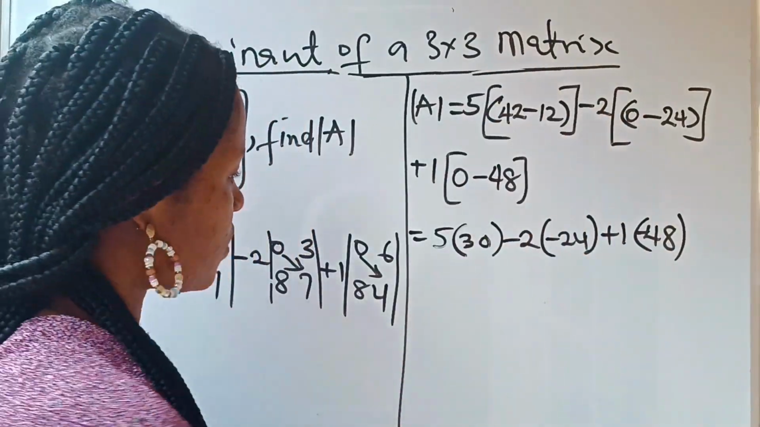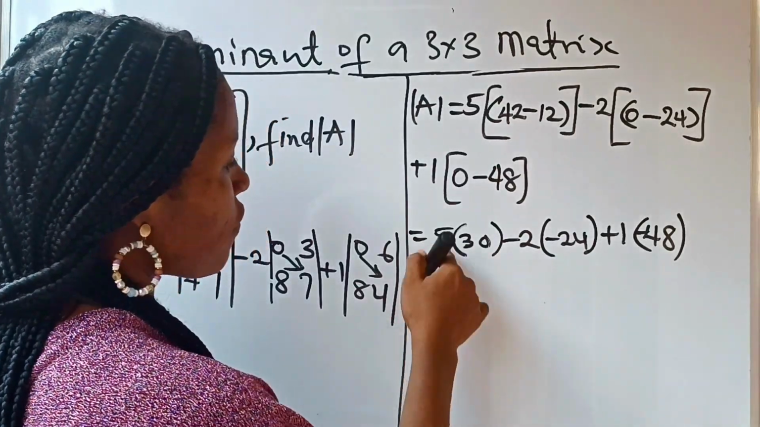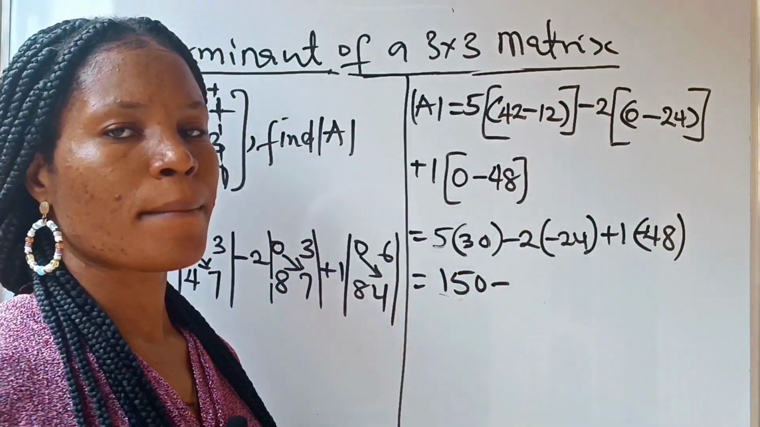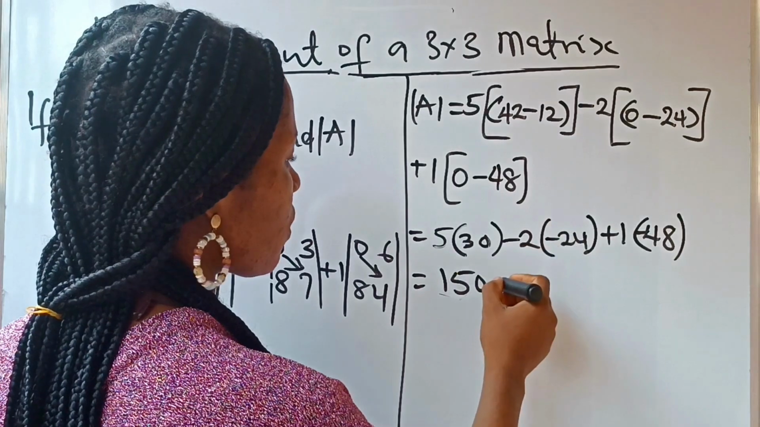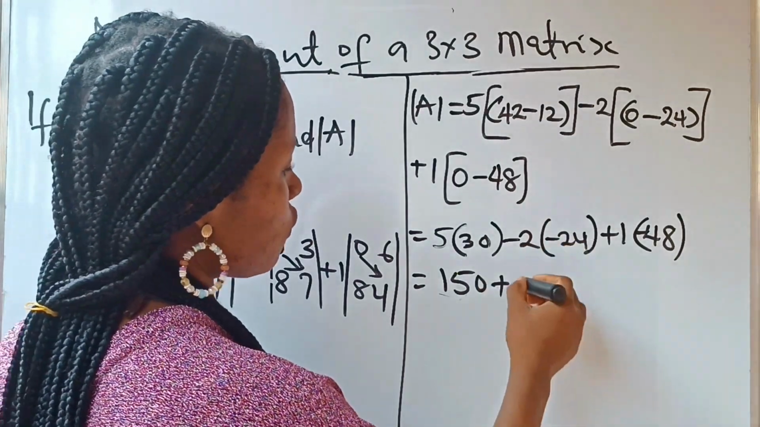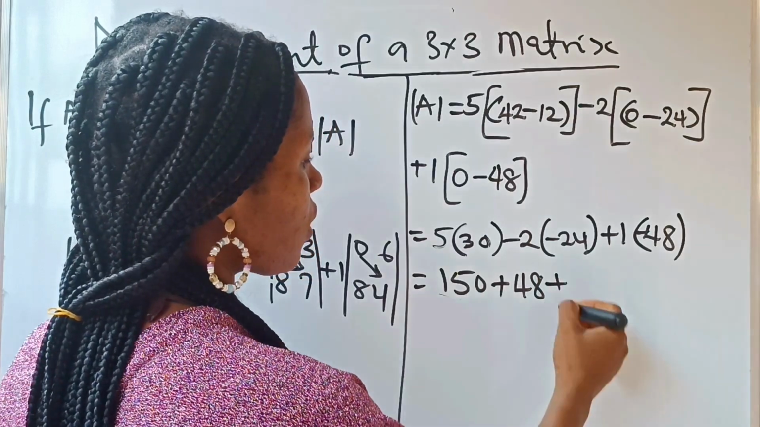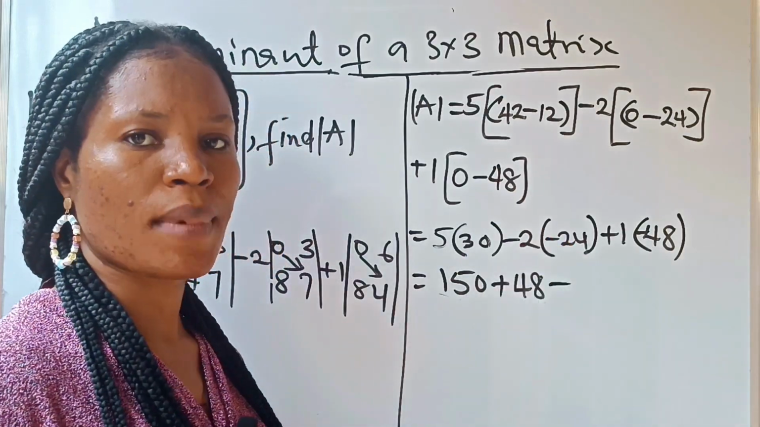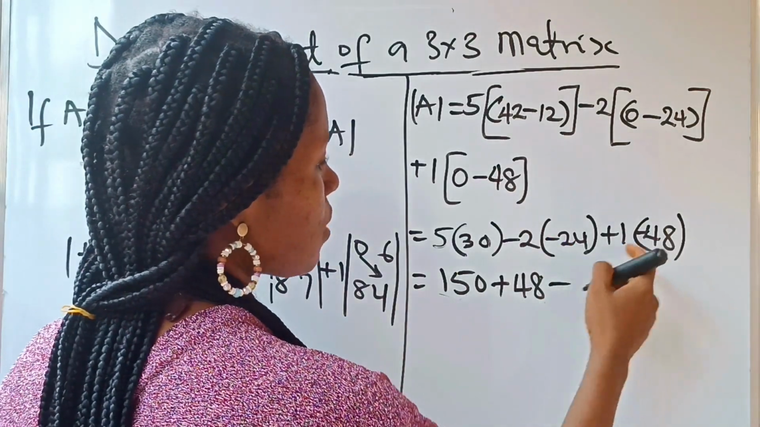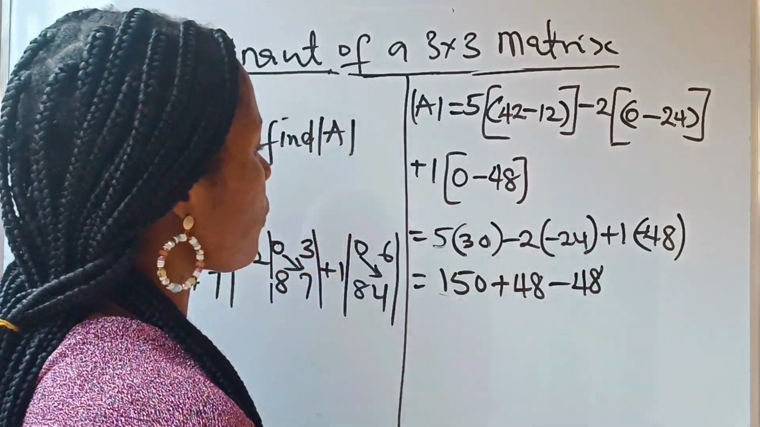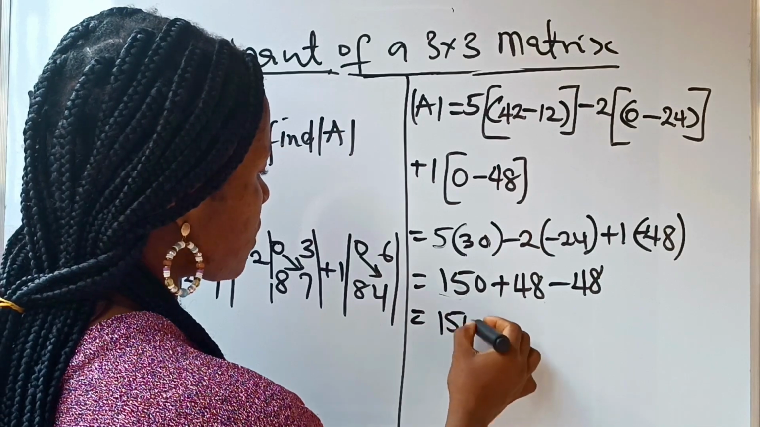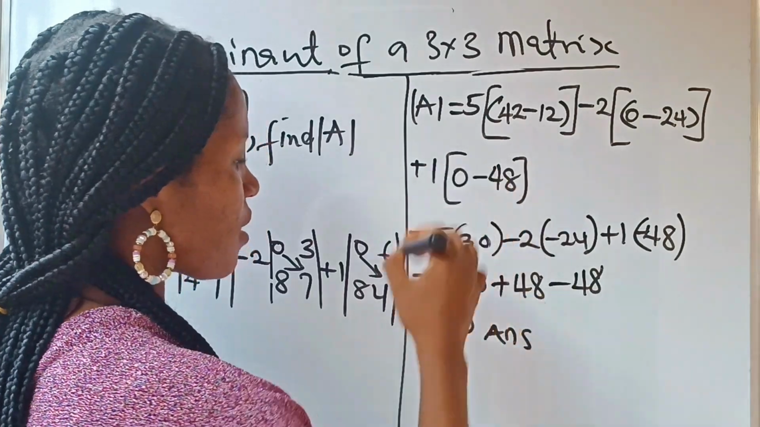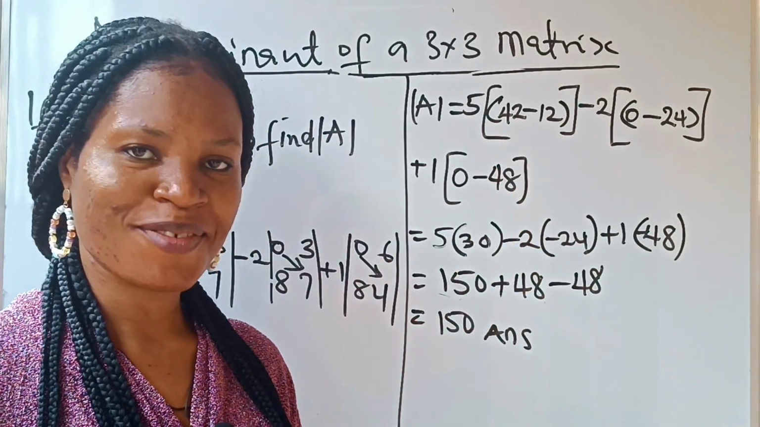Okay, we go ahead to solve. This is equal to 5 times 30 will give you 150, minus 2 times minus 24. Minus times minus will give us plus. 2 times 24 will give us 48. Plus 1 times minus, this time around, is going to give us minus. So 1 times 48 will give us 48. So we go ahead to solve: 150, 48 minus 48 is 0. So it means that our final solution is 150.